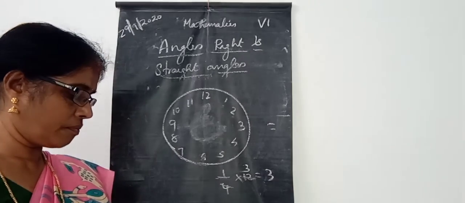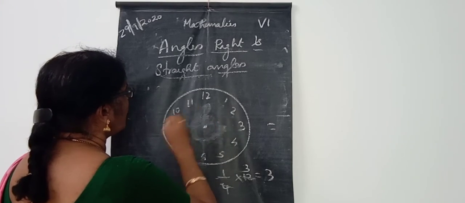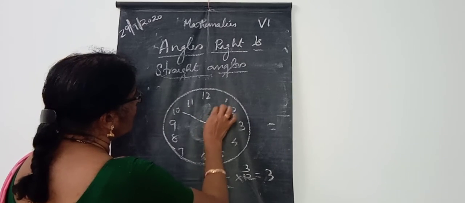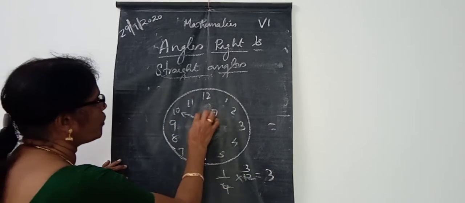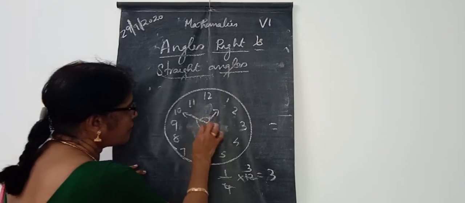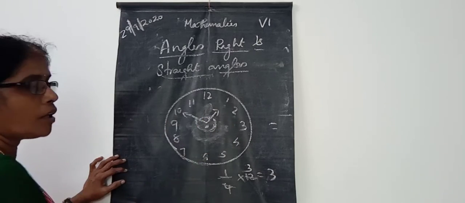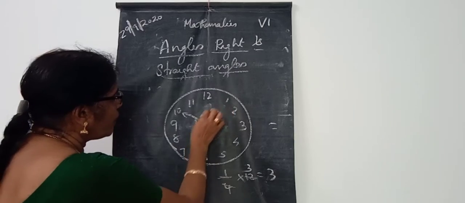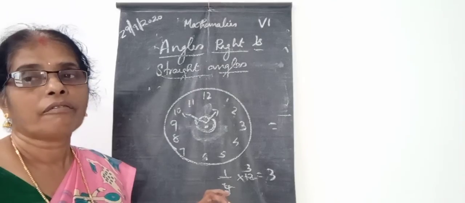Yes, look here children. Next one, 10 minutes for 1 o'clock. Then this one also, another 10 minutes for 1 o'clock, means this portion is the 1/4 turn. And this one is the 3/4 turn. This 1 to 10 is 3/4 portion and 10 to 1 is 1/4 portion.